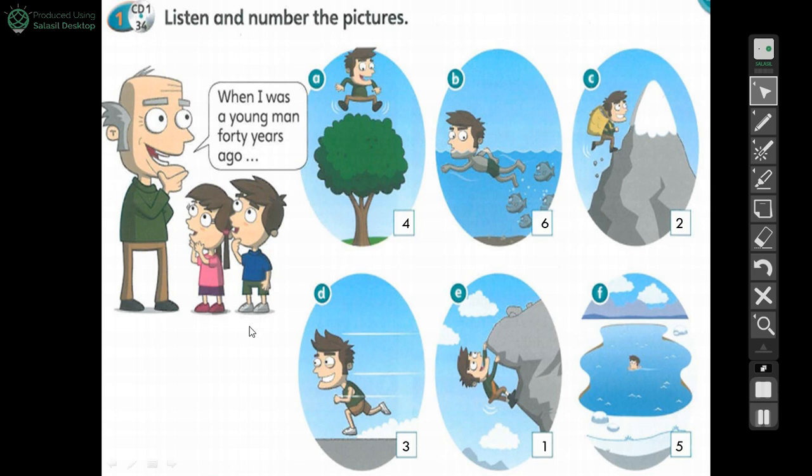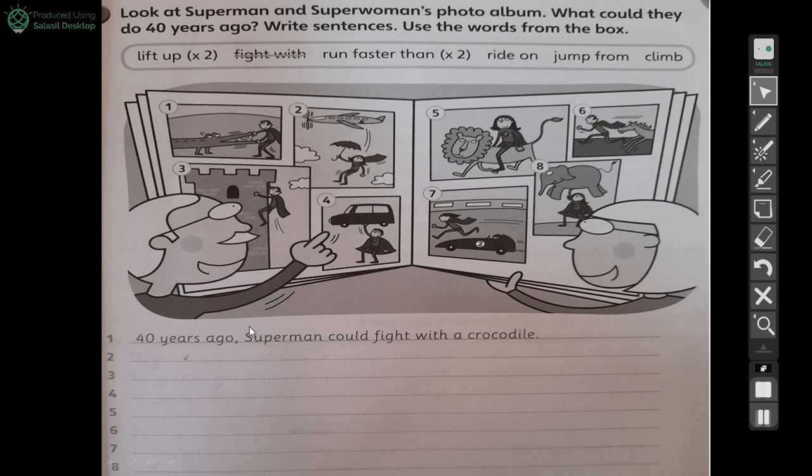عم يضحك. Okay. Now let's do this exercise. Look at Superman and Superwoman's photo album. What could they do 40 years ago? Write sentences. Use the words from the box. The first word, lift up, that means رفع. Fight with, أي تقاتل مع. Run faster than. Ride on. Jump from and climb.